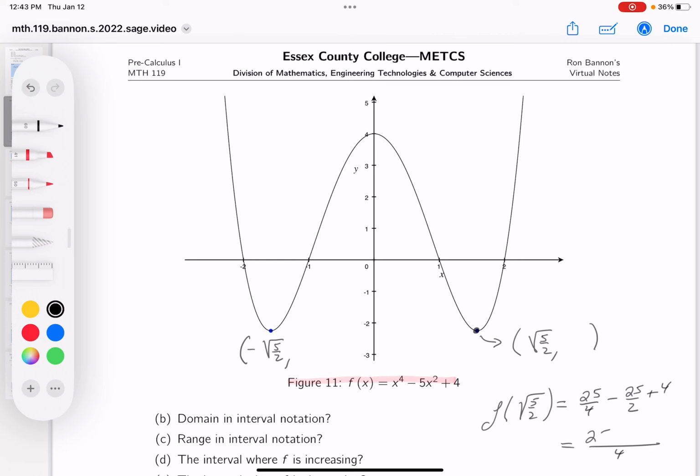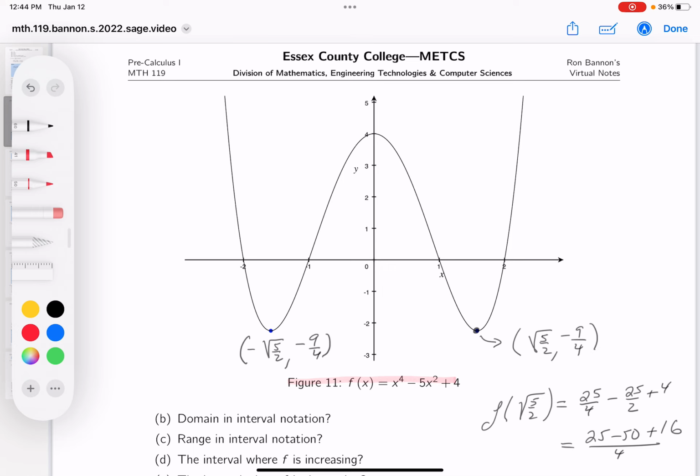You get 25 minus 50 plus 16. So let's see what you get there. I guess you get minus 9/4. I'll put that down. Now looking at it, it does seem to stand to reason it's minus 9/4. Just looking at it, it looks like minus 9/4. All right? So I'm kind of done with that.